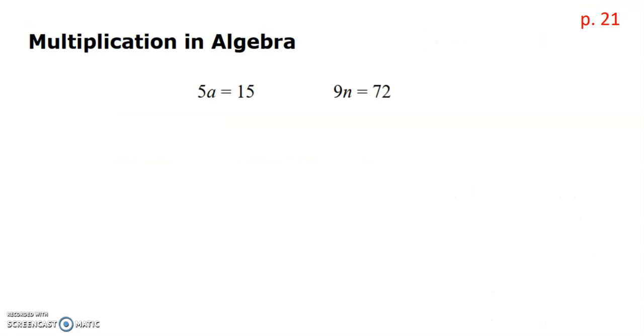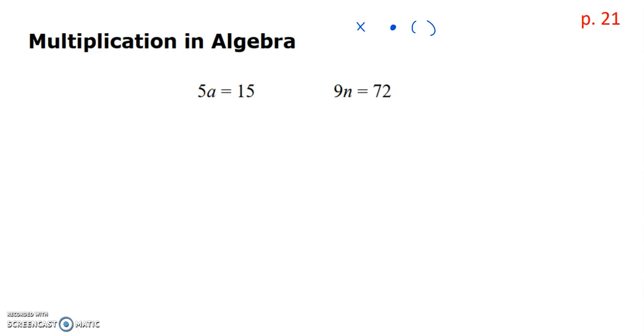Multiplication in algebra looks different than multiplication with whole numbers or integers. We remove the symbols that we usually use for multiplication. So we take away the x symbol, the raised dot, or the parentheses for the most part, and we have a coefficient and a variable basically stuck together. So this 5a means 5 multiplied to a. And this 9n means 9 multiplied to n.